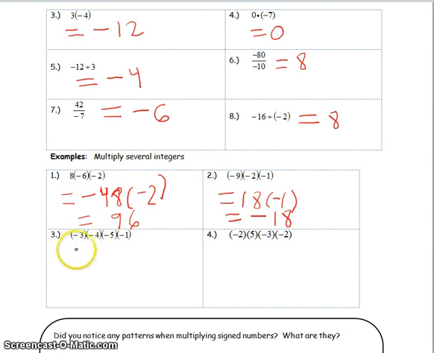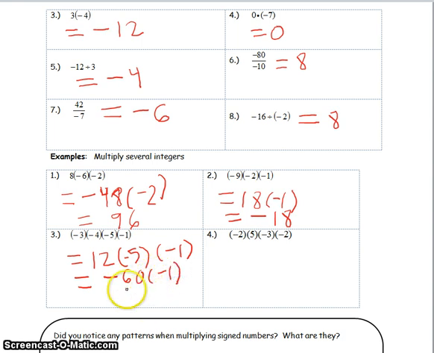Now we come to number 3. Remember, the rules stay the same. We have here negative 3 times negative 4, which gives us a positive 12. And we bring down our negative 5 and our negative 1. 12 times negative 5, a positive times a negative, is negative. So it'll be negative 60 times negative 1. A negative times a negative will give us a positive, which will give us positive 60.